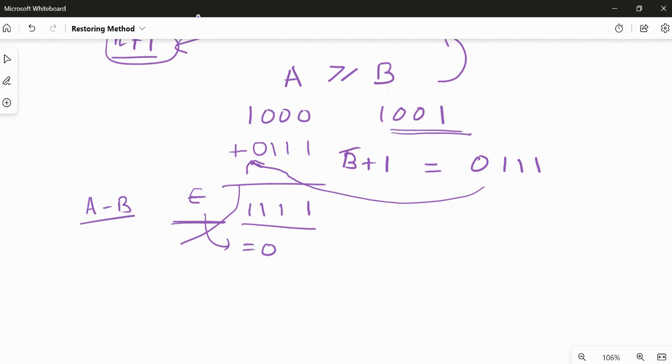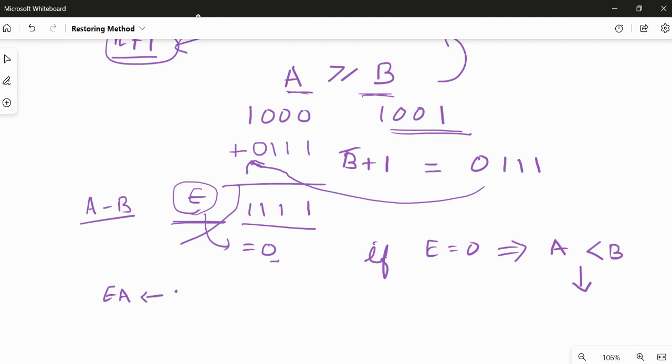So here, based on the value of E, we can actually comment on the magnitude of A and B. So if E is 0, that means A is less than B. In that case, we can proceed with the actual steps of the restoring method. So here what we have done is we have actually performed this operation: A minus B is implemented as A plus B bar plus 1.